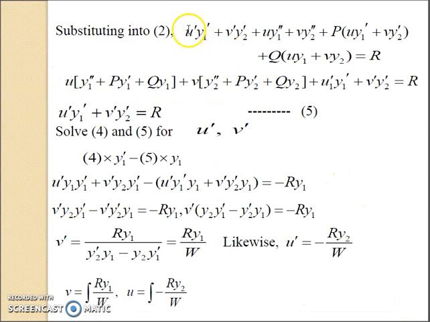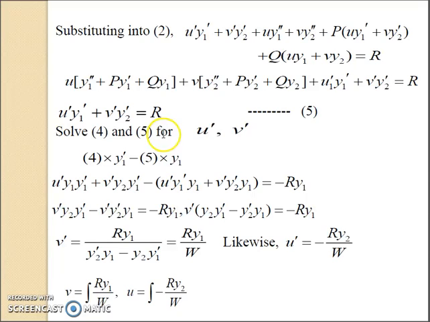Substituting all the values of yp, yp dash and yp double dash in the original non-homogeneous equation, we get this type of equation. Then rearranging the terms, finally we get u dash y1 dash plus v dash y2 dash equal to r, which is equation number 5.